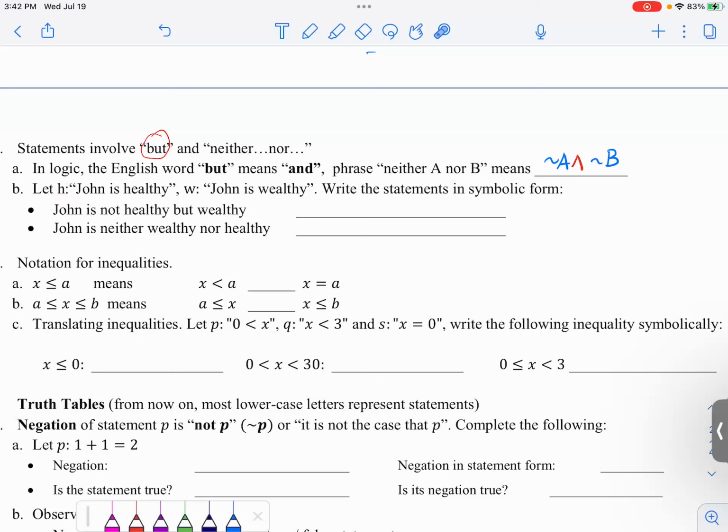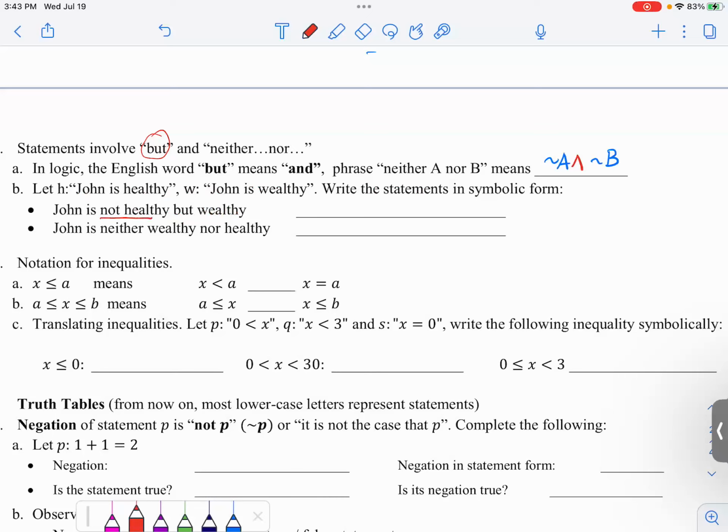Okay, the next objective is, oftentimes we use a lowercase letter to represent some part of the argument, part of the statement, and then to form a more complex statement, which is called a compound statement. So we are going to use symbols to represent statements. Now let's take a look at the first one. John is not healthy, but wealthy. So the but means the and, right?